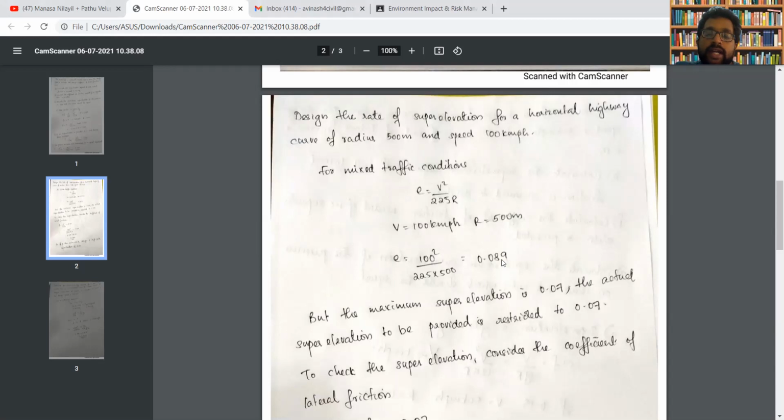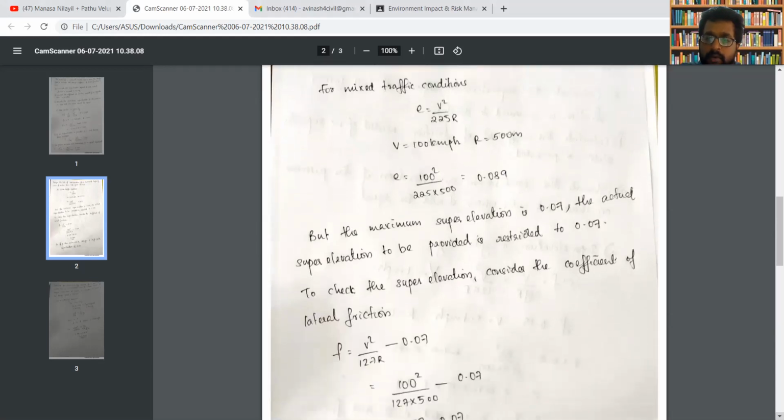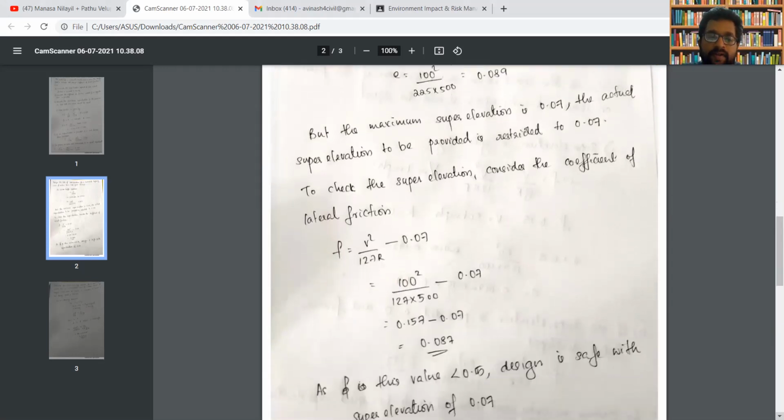But according to the IRC specification, the maximum super elevation to be provided to a roadway is 0.07 only. So whatever answer you are getting, you should reduce that answer and report the value as 0.07. Now you have to check the super elevation. Whatever super elevation you have obtained, you can check with the coefficient of lateral friction.